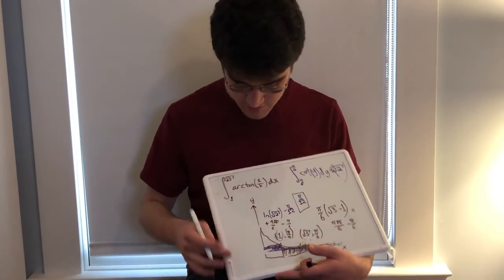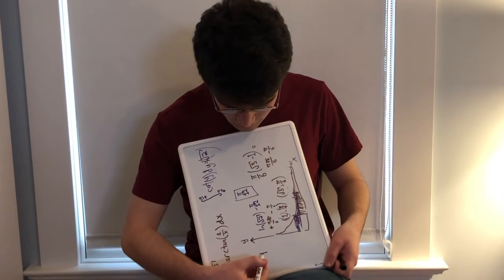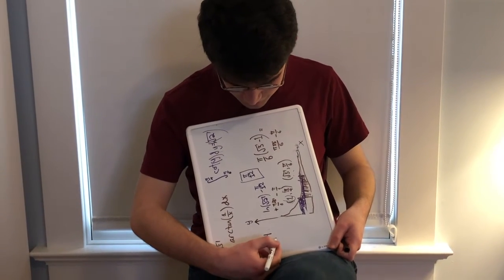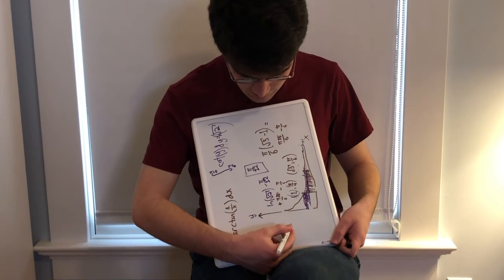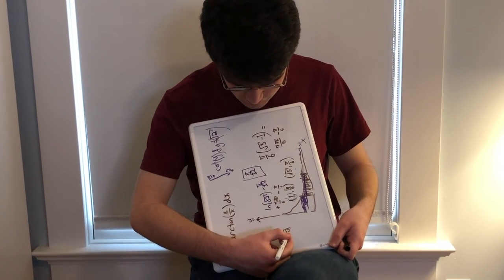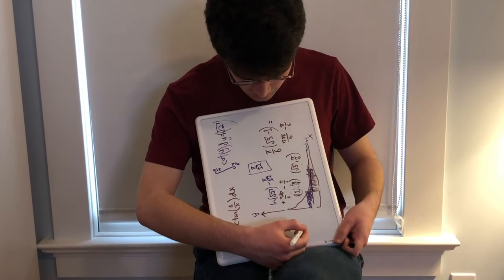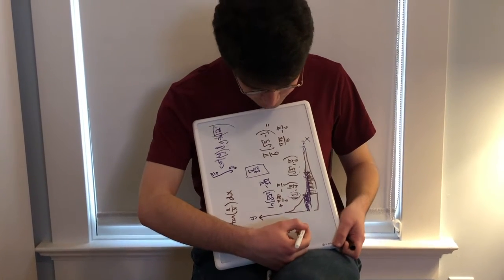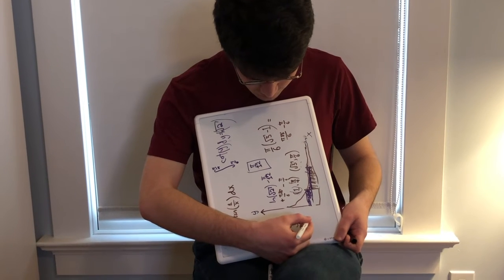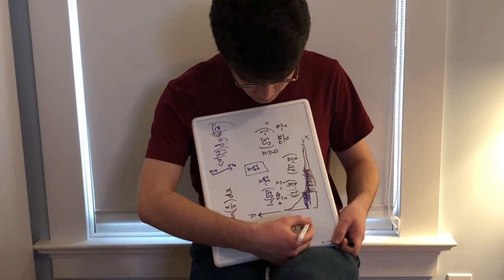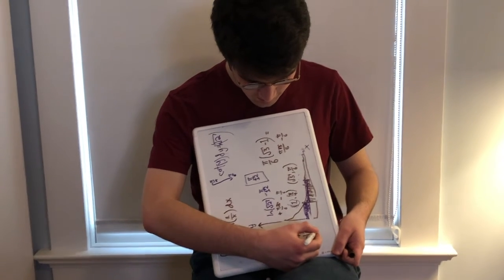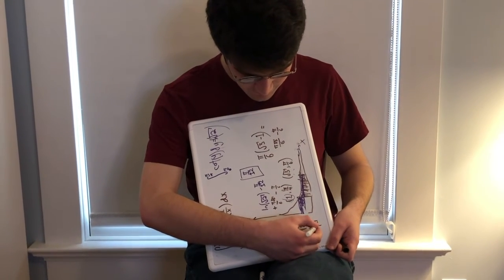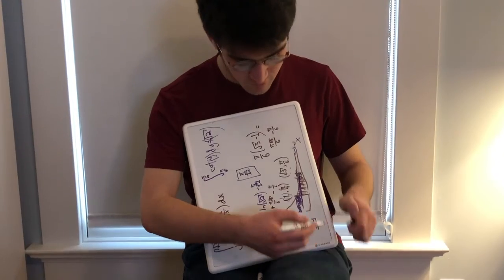So our final answer is going to be our integral is equal to natural log of root 2 plus pi root 3 over 6 minus pi over 4.